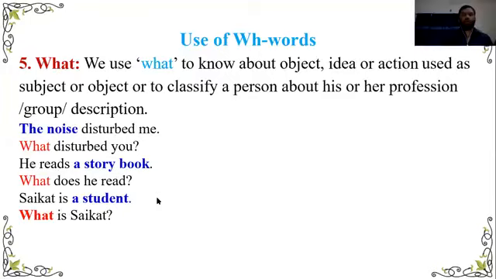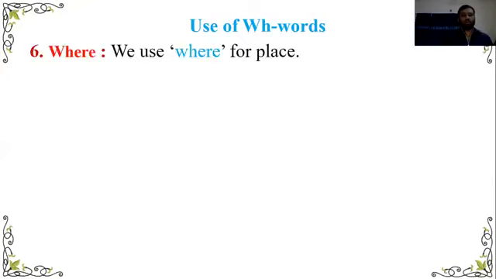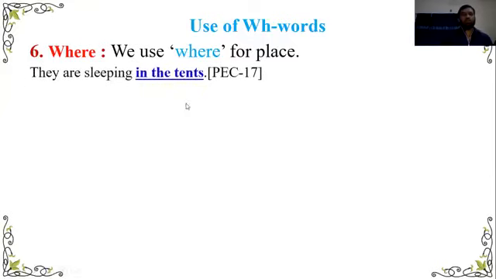Okay, now I will go to the next slide. Rule 6, where. We use where for place. When a place is used, we will use where. Let's see an example. They are sleeping in the tent. So in the tent is a place. So where are they sleeping?